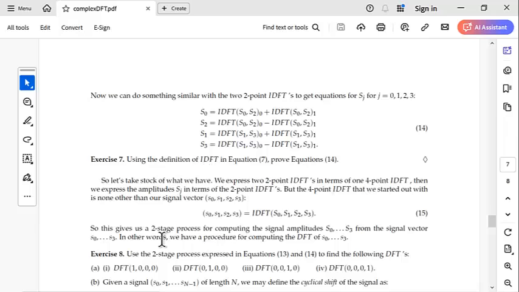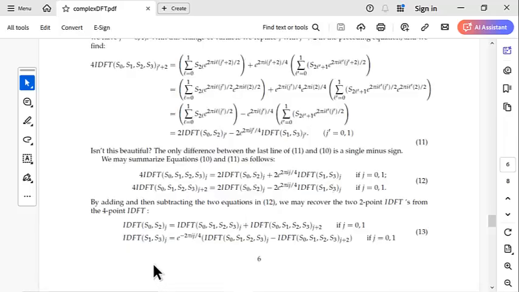Okay? If you look at this one here, the DFT of 1, 0, 0, 0, that means that S0 is 1 and the other S's are 0. So that means up here, when you do this equation here, you're only going to have a term when j equals 0. All the other terms are going to be 0. Okay? So that's how it works. Give it a try.